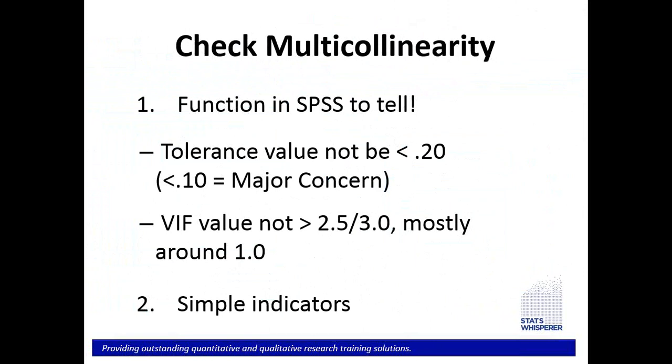So there's a function in SPSS that will tell us if multicollinearity exists, right? It's generally measured by tolerance values and the inverse of the tolerance value, the VIF. Tolerance is not a problem unless it's less than 0.20, and it's a major concern if it's less than 0.10. The VIF should not be more than, say, 2.5 or 3.0. That's pretty high. They should mostly be around 1.0, right?